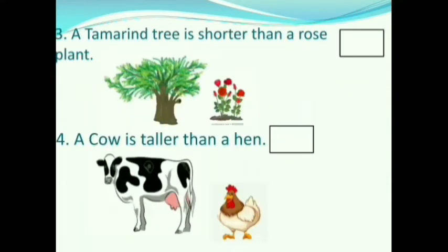See the third statement. Tamarind tree is shorter than a rose plant. Look at these pictures. Here, tamarind tree is shorter or rose plant shorter? Yes, the rose plant is shorter than a tamarind tree. So, this statement is wrong. So, we should put wrong.